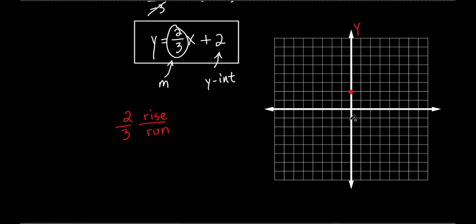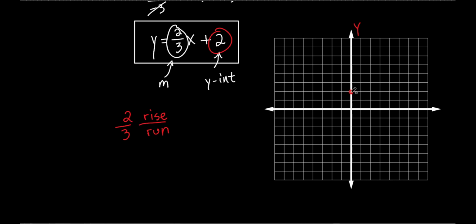So watch. What I do is I don't start at the origin again. I start at the y-intercept. That's really important to understand. Everybody hear me? So I put my y-intercept first. So I do this first. Okay, so I put it right here. Now I can do the slope. The slope is 2 over 3.